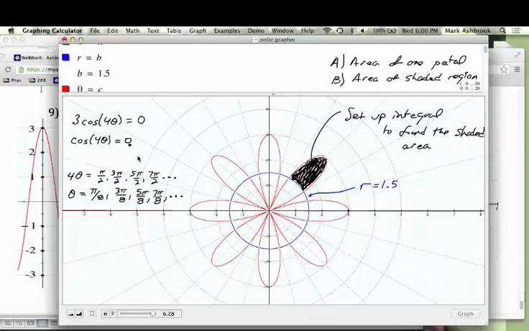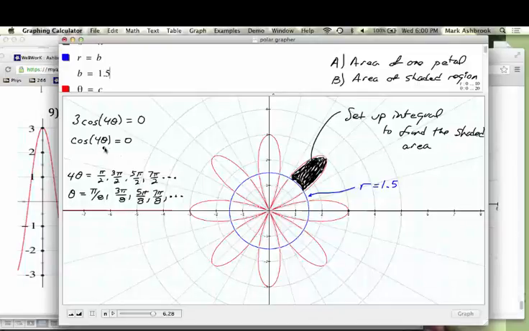Okay, so did you see what I did? Basically we want to find where these petals stop and start. We want where that function, the rate, is 0, right? Which is the same as saying where is cosine equal to 0. So then we need what angles make cosine 0: pi over 2, 3 pi over 2, 5 pi over 2, 7 pi over 2.